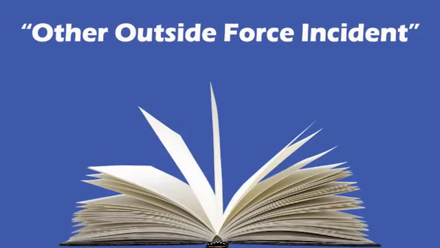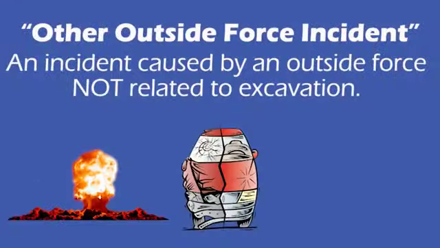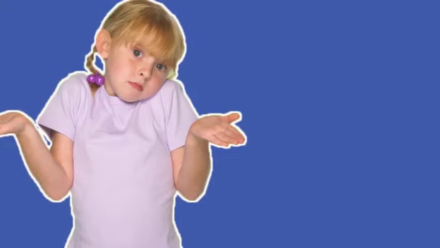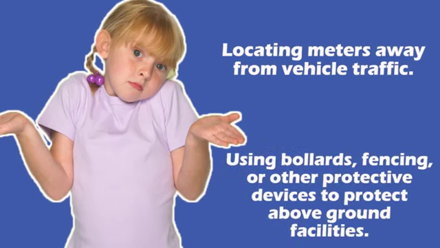So what exactly is an other outside force incident? Simply put, it's an incident caused by an outside force not related to excavation. Examples are nearby explosions, natural or man-made, damage caused by vehicles, and intentional damage, such as vandalism or terrorism. That may sound like there isn't anything you can do about them, but you'd be wrong. In fact, there are simple things you can do, like locate meters away from vehicle traffic and use bollards, fencing, or other protective devices to protect above-ground facilities.